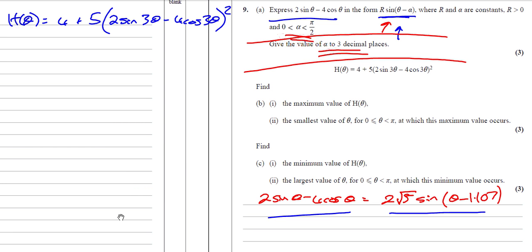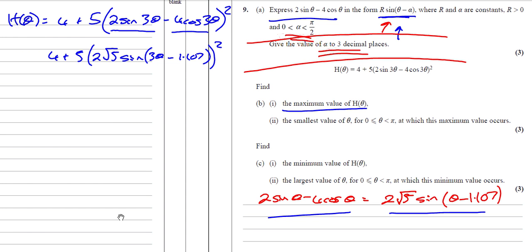So there's 4, there's nothing much we can do with. The thing that we know is about 2 sine theta minus 4 cos theta. So we know that's going to be 2 root 5 sine, but this time it's not theta, it's 3 theta. So it's going to be 3 theta minus 1.107, squared. And we've got to work out what the maximum this could ever be.